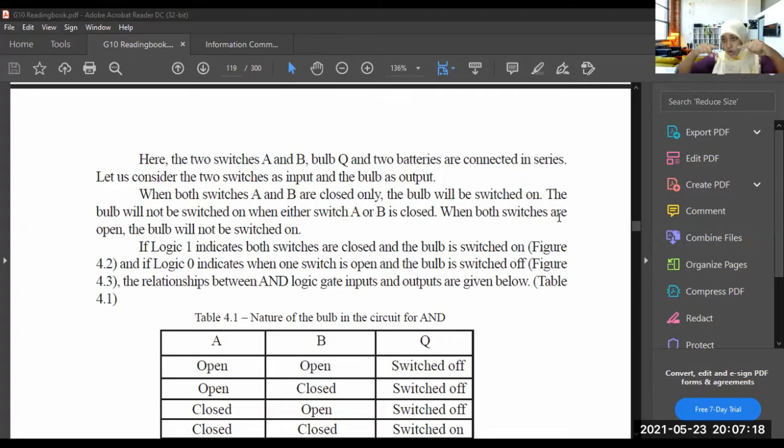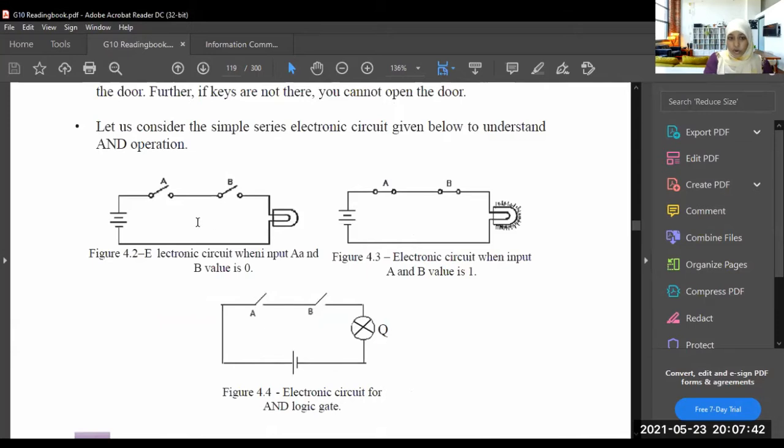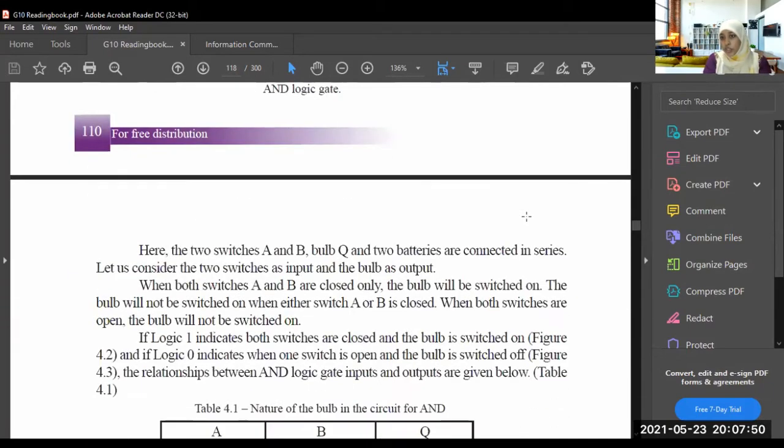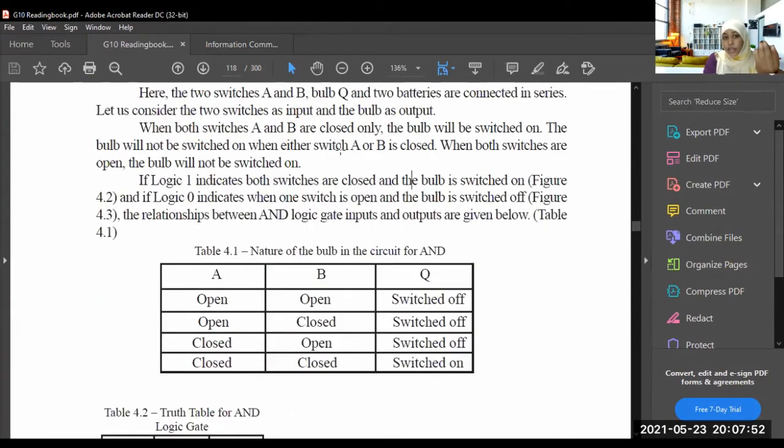Closed means when they are closed like this, because this is open now, so it is not touching the circuit. If it is not touching the circuit, it is open, right? So if we close the switches, if we close it with the circuit, the bulb will switch on. The bulb will not be switched on when only switch A or B is closed. If it is not closed like this, then the bulb will not be switched on. If it is closed like this, then the bulb will be switched on. That is what they have explained.